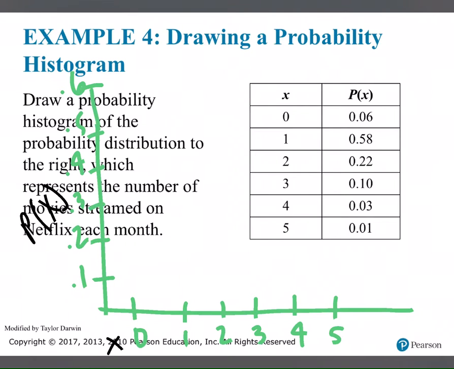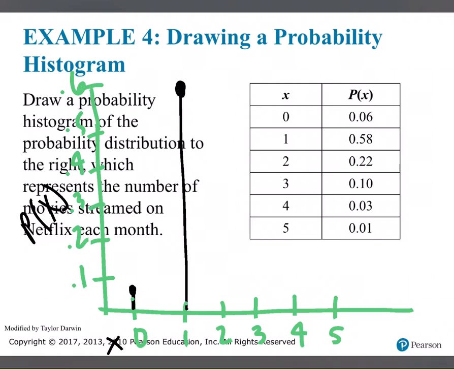And so I'm going to go to 0, and I know the probability is 0.06, which is about halfway to 0.1. And you're going to draw a little dot, and then you're going to draw a line to 0, and it looks like a little antenna. And that's all you do. So for 1, I'm going to go to where 0.58 is, a little under 0.6. Actually going to line that up a little better. And draw it all the way down to 1. That's almost at 0.6, so sorry about that.